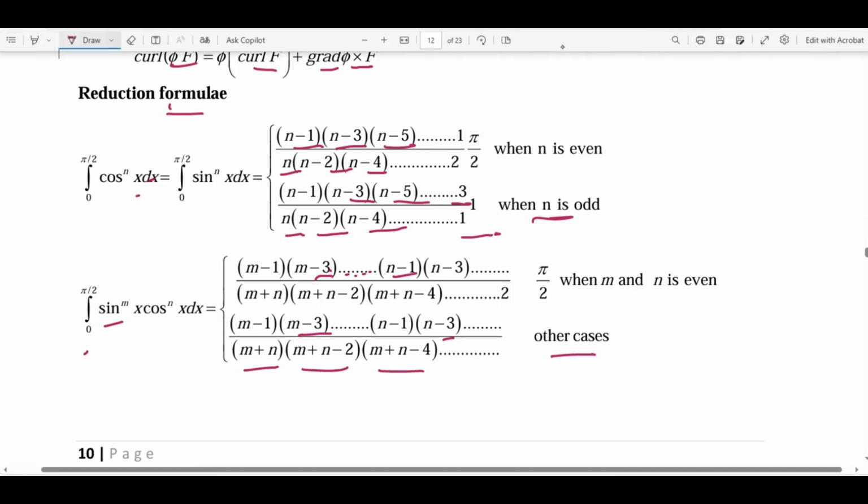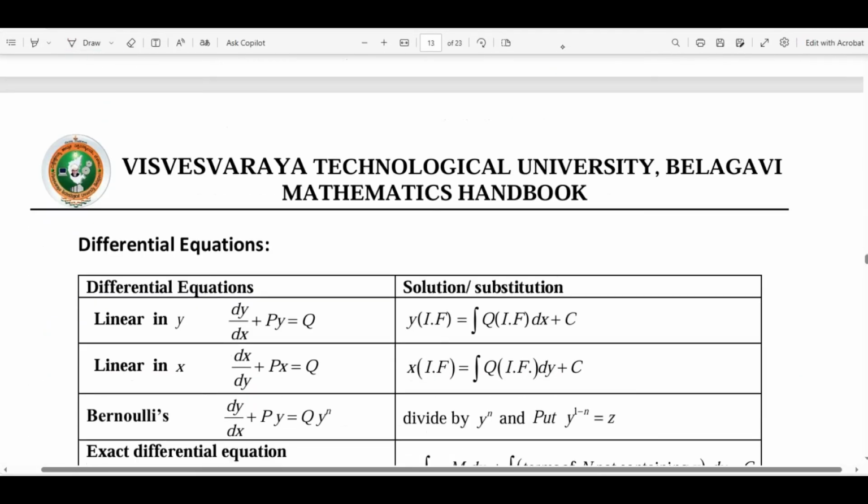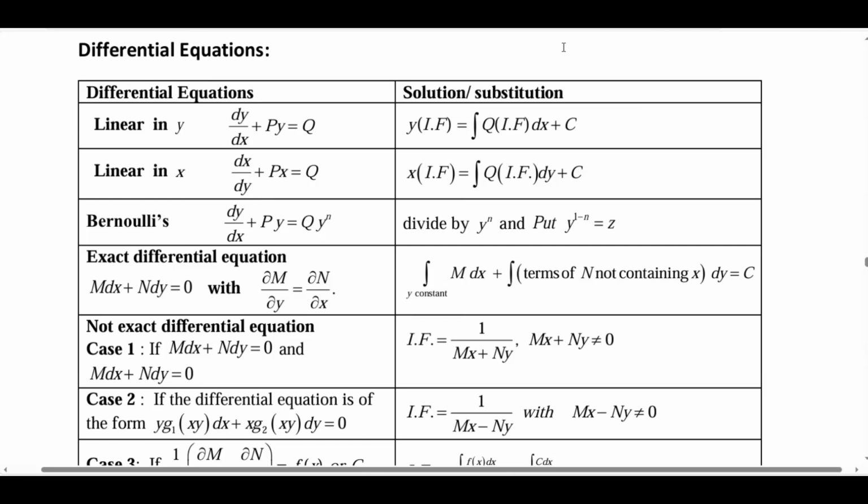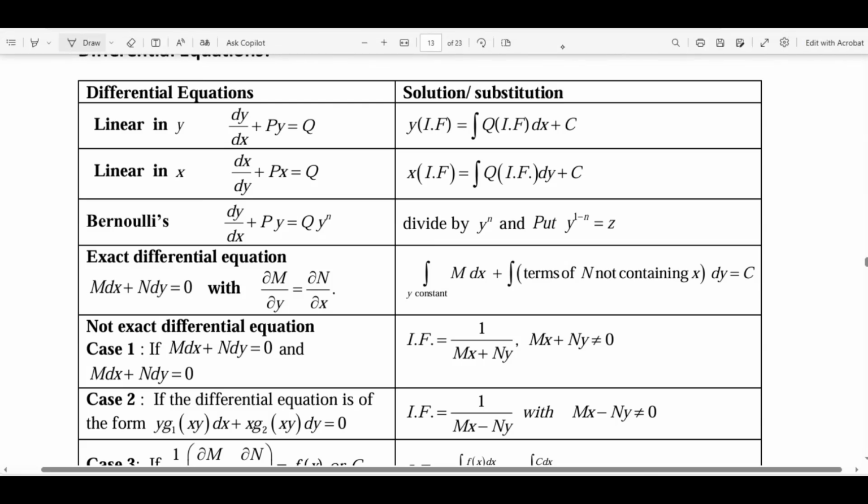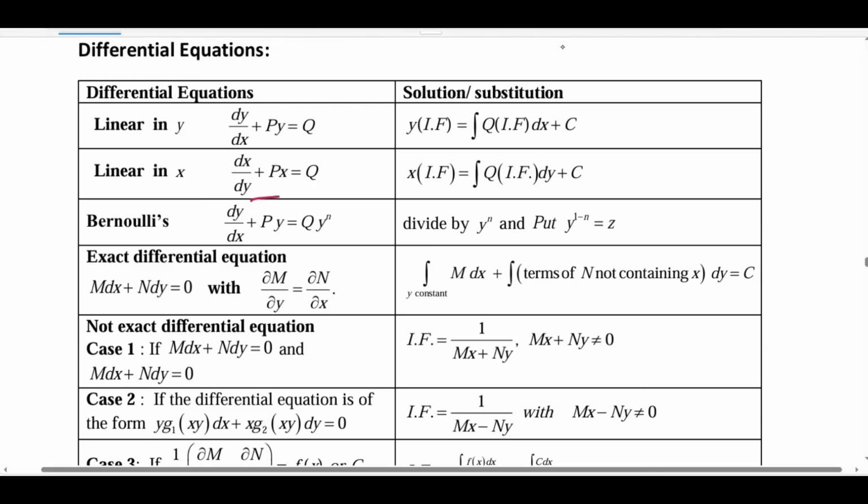Then you have the next topic, which will be differential equations. You have the linear differential equation of y: dy by dx plus Py equals Q. Linear in x will be dx by dy plus Px equals Q. The integrating factor will be e to the power of integral of P dx for the solution. The solution is y times IF equals integral of Q times IF dx plus c. Then x times IF equals integral of Q times IF dy plus c.